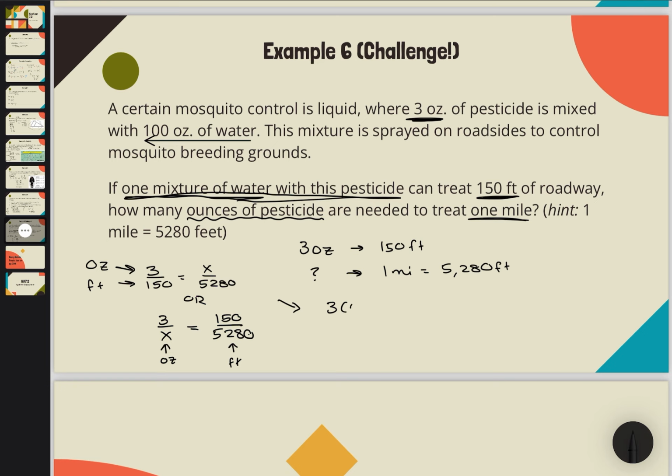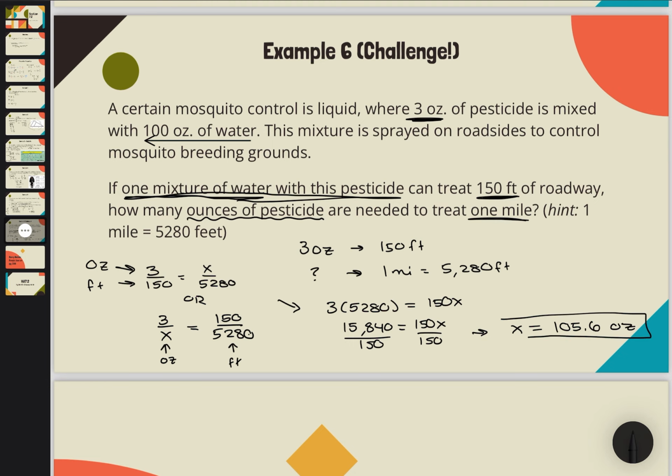I'm going to have 3 times 5,280 equals 150x. Take a second and see if you can solve this one out. So grab your calculators. What is 3 times 5,280? That's going to give us 15,840 equals 150x. I want to divide both sides by 150. We are going to end up with x equals 105.6. Check yourself, see if you're getting the same answer here.